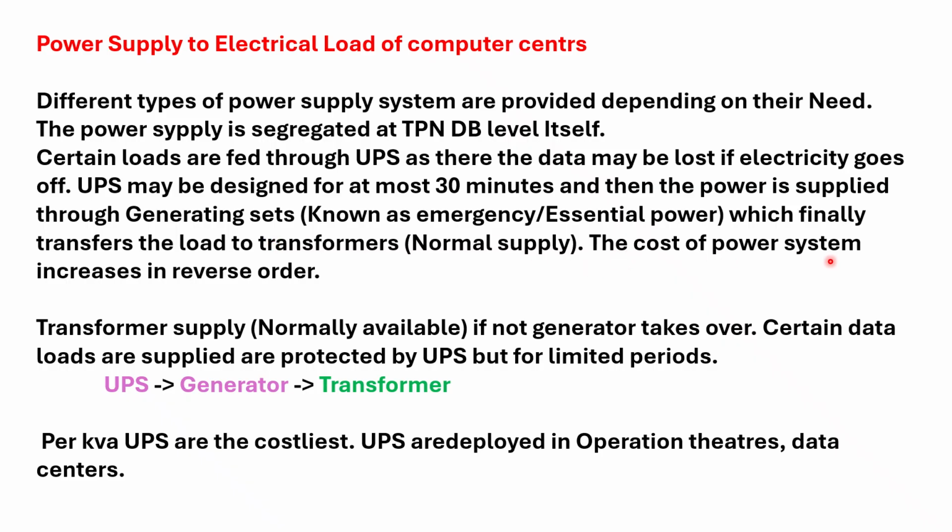The cost of the power system increases in reverse order. That means UPS are costliest, then generator, then transformer, on a 1 kVA basis. UPS are deployed in operation theaters and data centers and similar life-saving equipment.